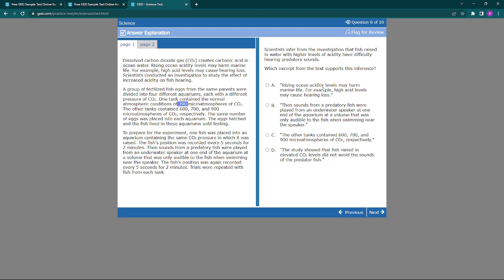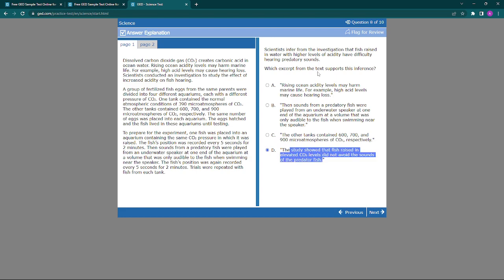Rising ocean acidity levels may harm marine life. For example, high acidic acid levels may cause hearing loss. Okay, alright, let's see. The study showed that fish raised in elevated CO2 levels did not avoid the sounds of the predator fish. Now I kind of want to see if that's in there. This says how it's setting it up. This talks about the actual results.